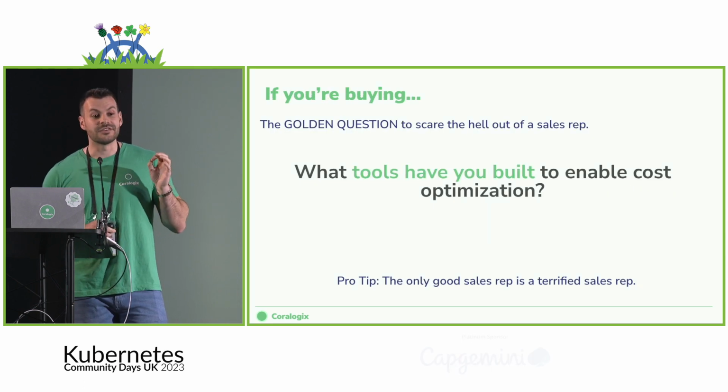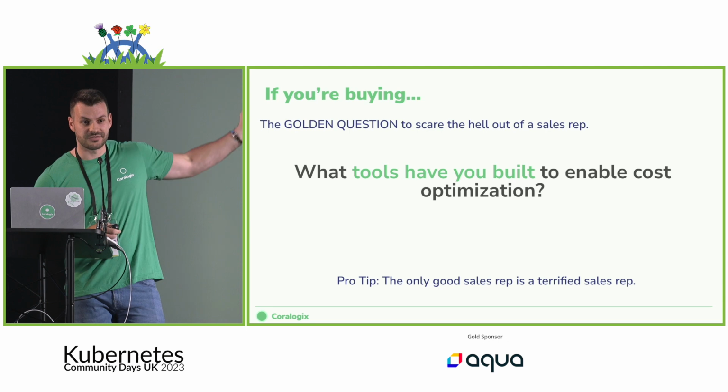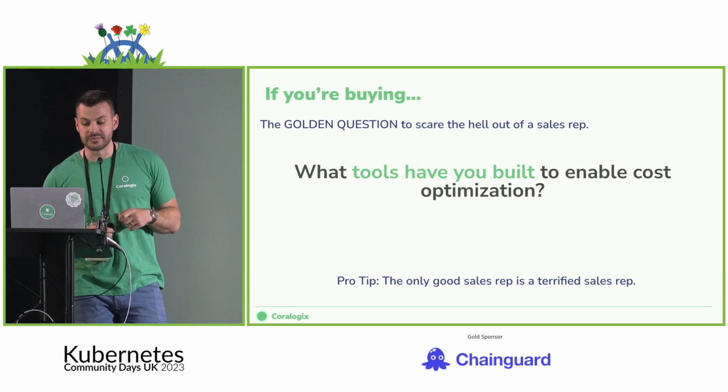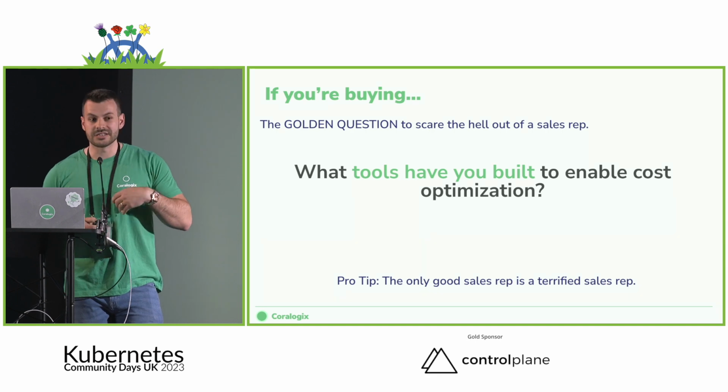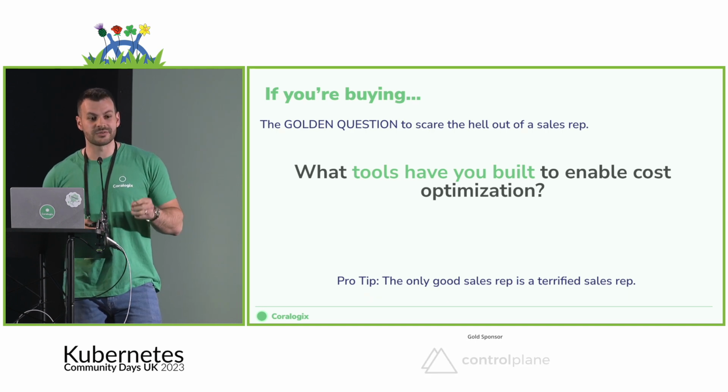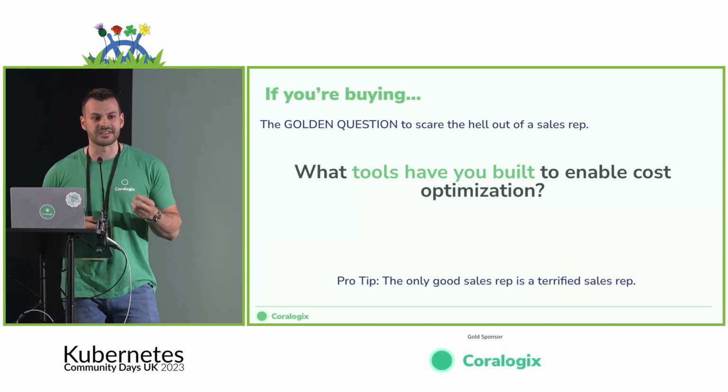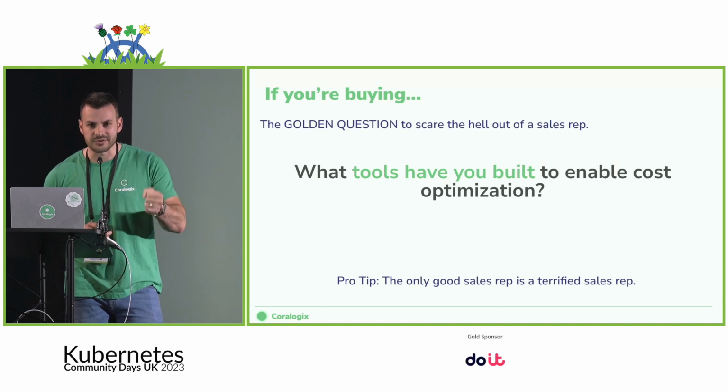So if you really want to scare the hell out of a sales rep, this is your favorite question to ask: what tools have you built to enable cost optimization? If you're using SaaS observability, this is the one question they've almost never prepared for. So always ask this question because it puts them on the back foot and you'll get an honest answer. Do not settle for documentation, look for tooling. Tooling is the way you know they've invested in it.